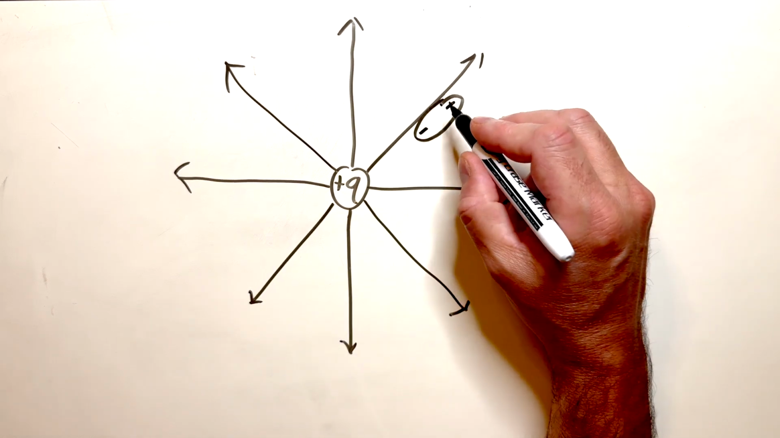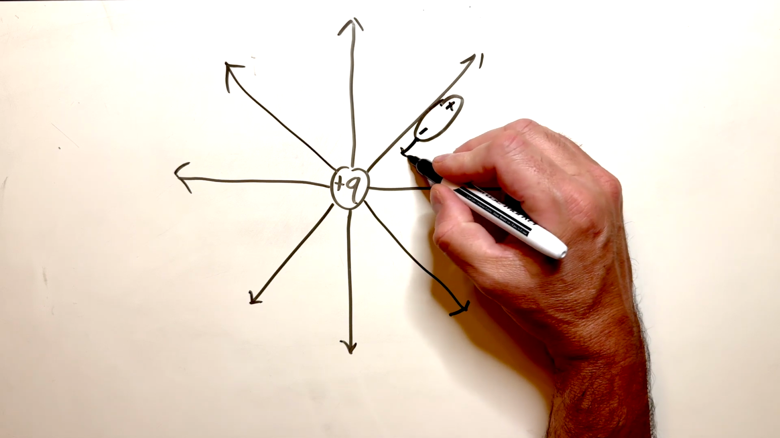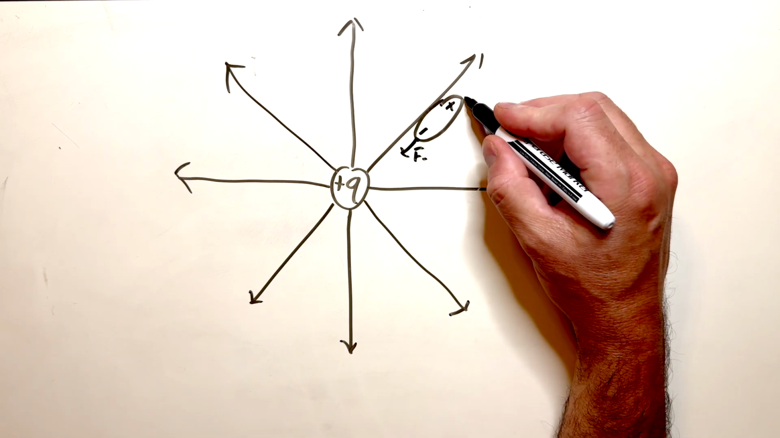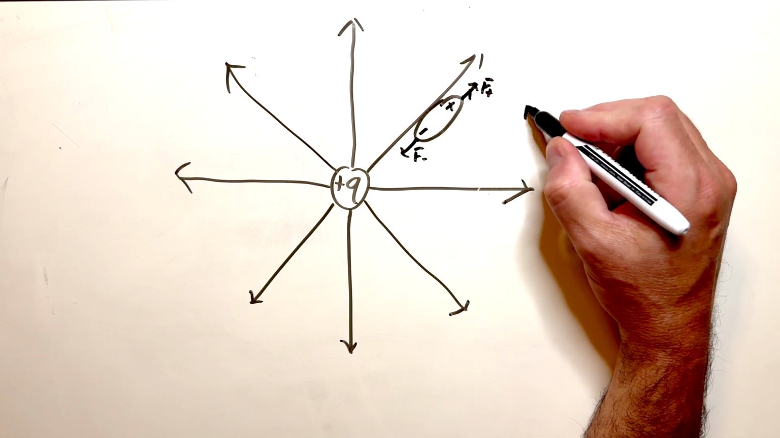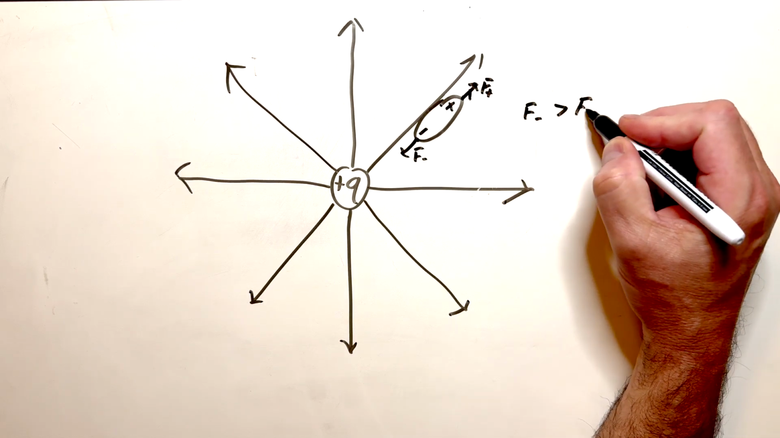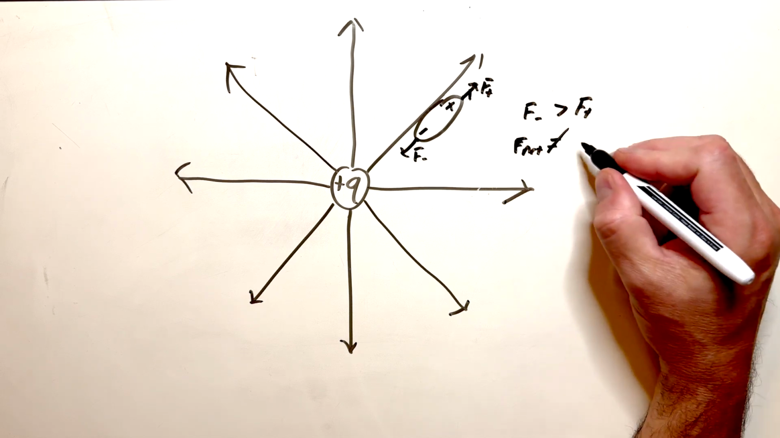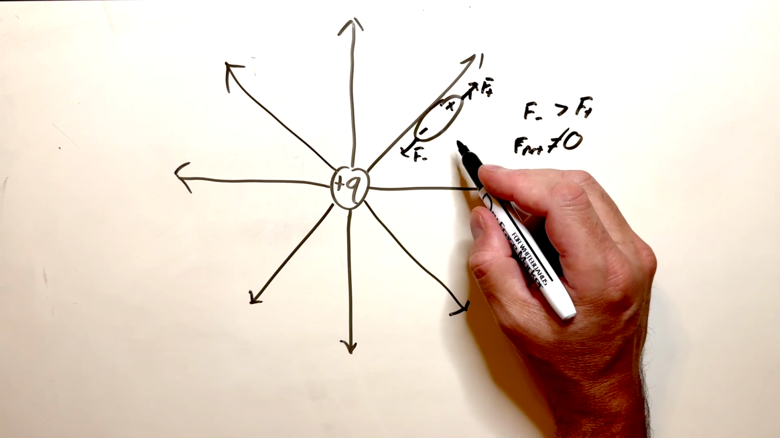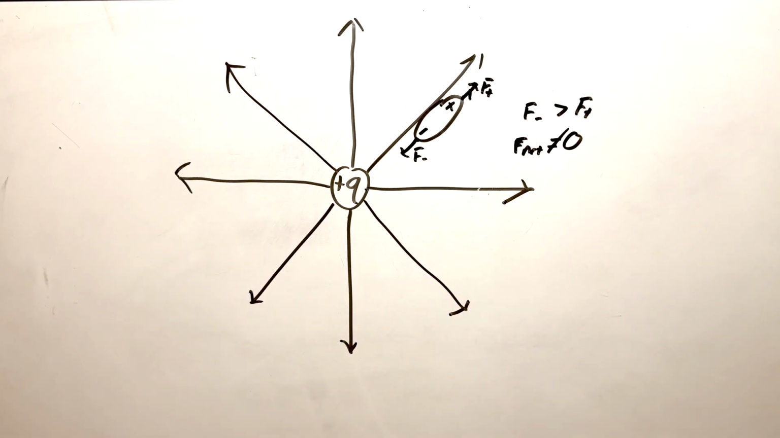However, this is not a uniform field, which means that the force here on the negative charge, we'll call it F minus, is going to be greater than the force on the positive charge, which we'll call F plus. So if F minus is greater than F plus, then there's a net force. So the net force is not equal to 0, which means that it's going to accelerate, and it's going to accelerate in the direction of the charge. And that is pretty much what I was looking for there.